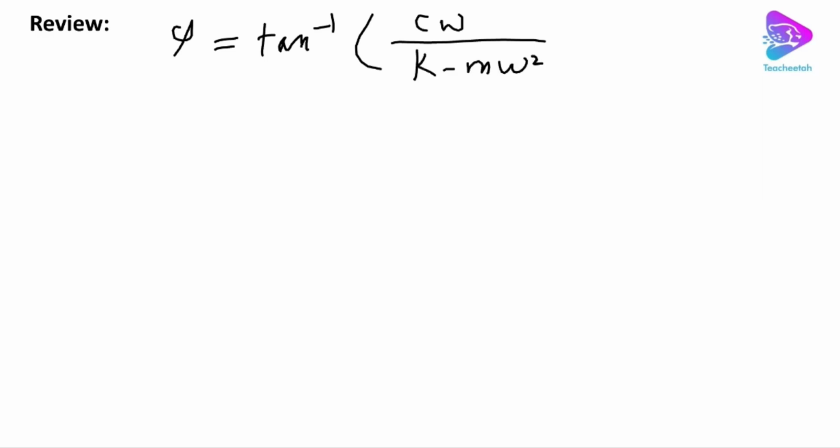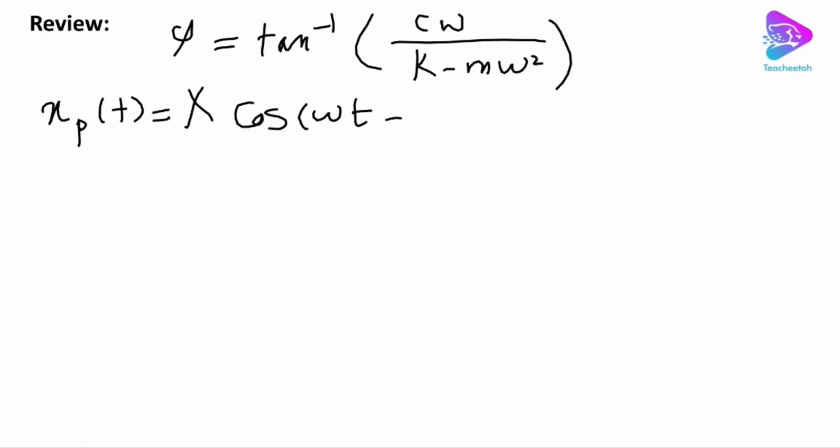Let's continue the review, because there are other components that we need to know. One component that we forgot to discuss in the previous slide is the phase of the particular solution, phi, which is equal to the tan inverse of, again, the components of the system, c omega divided by k minus m omega squared. So we found the two components of the particular solution x p, which is X cos omega t minus phi. We found X and phi.